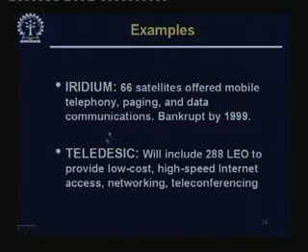And because of this reason, another ambitious project called Teledesic in the LEO, which includes 288 LEO satellites to provide low cost high speed internet access, networking and teleconferencing across the globe. This is also going slow, or it may not come up at all actually.